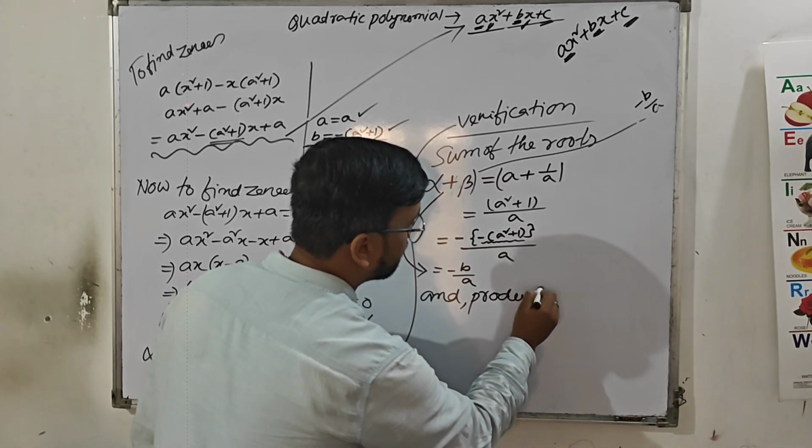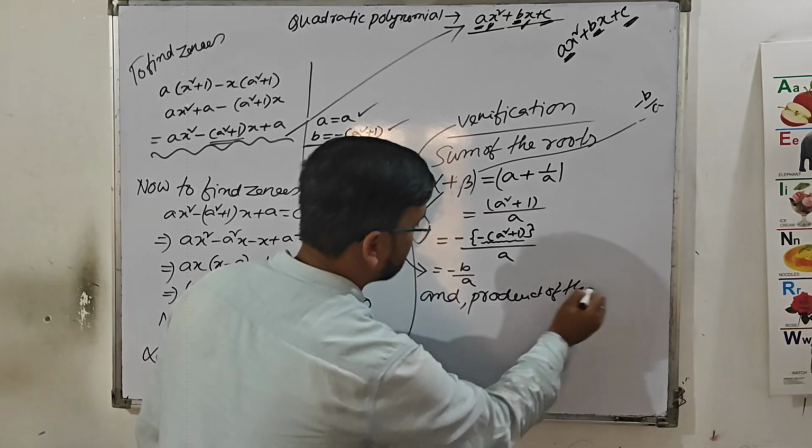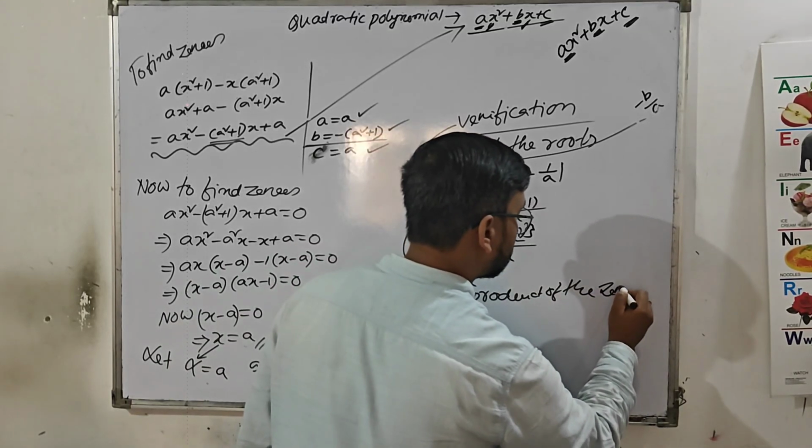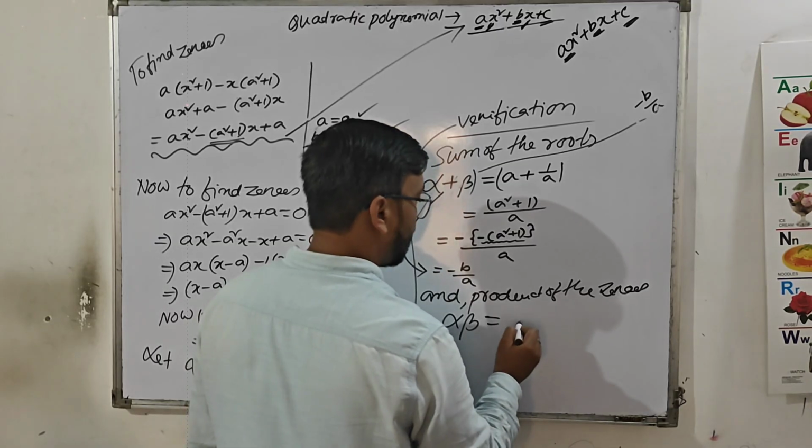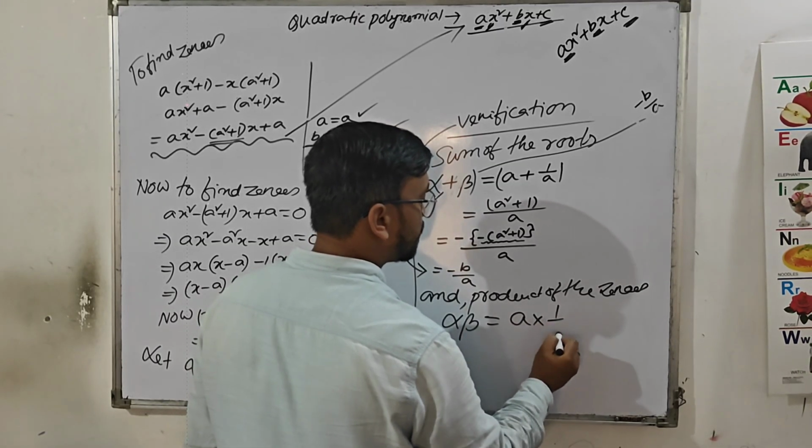product of the zeros. That is alpha into beta. Alpha is a, beta is 1 by a.